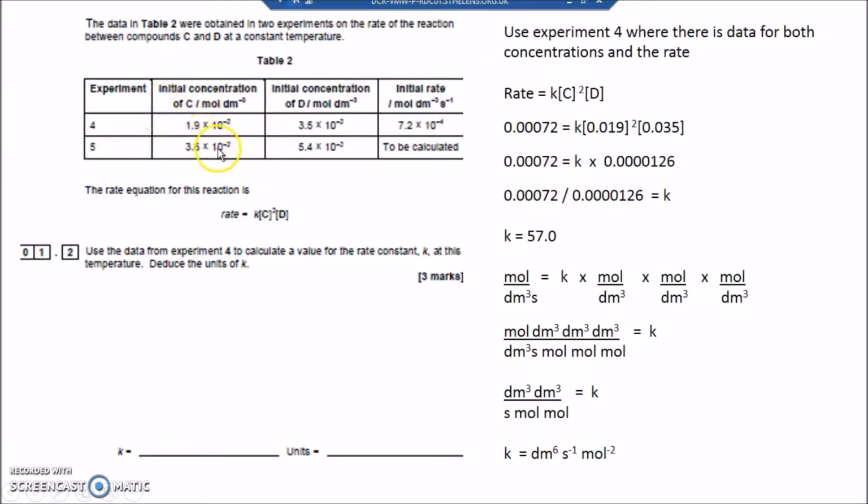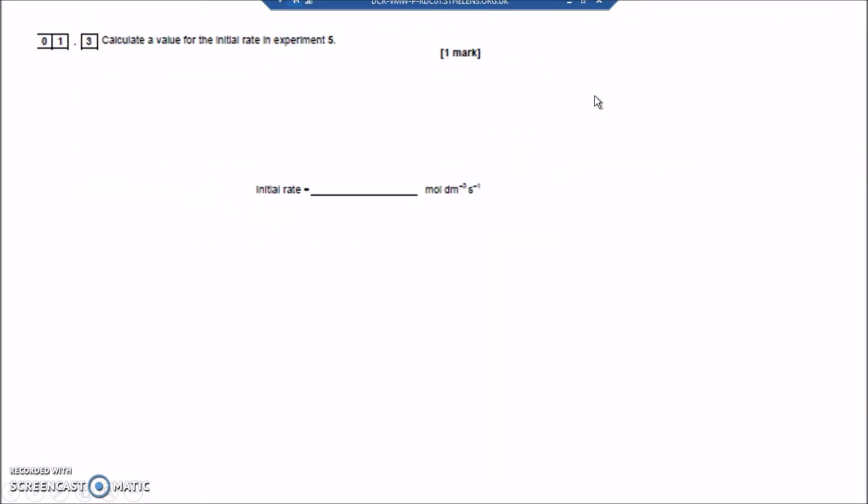From here, 3.6 times 10 to the minus 2 is the concentration of C squared, so that needs squaring, multiplied by 5.4 times 10 to the minus 2, the concentration of D. There, and we run it all out, and the rate equals 0.00399, and we've been given the unit, so that's fine.